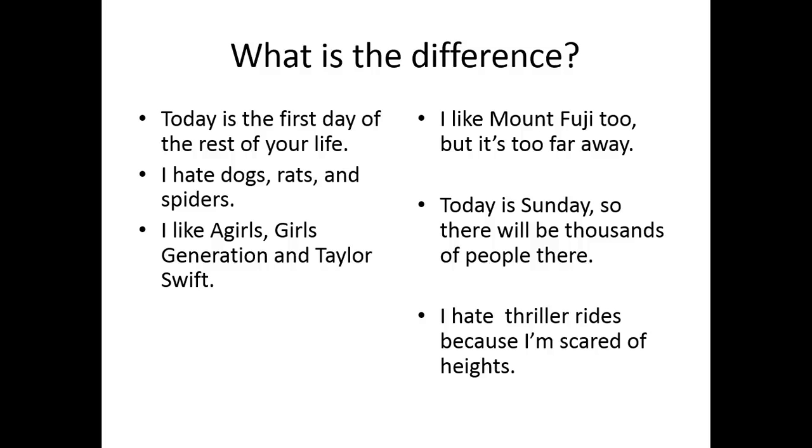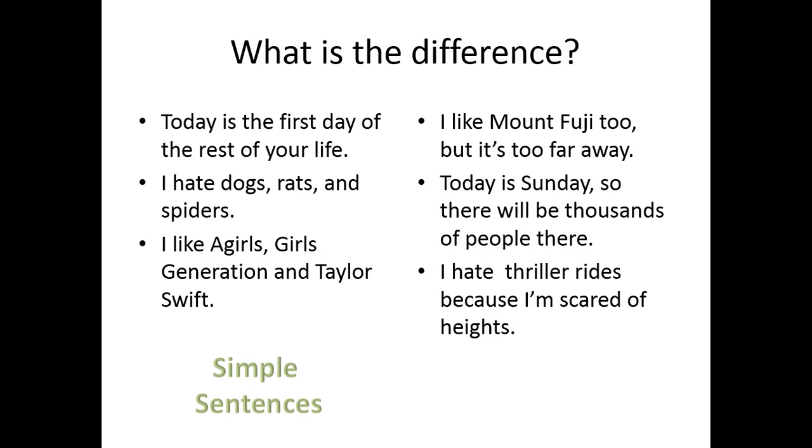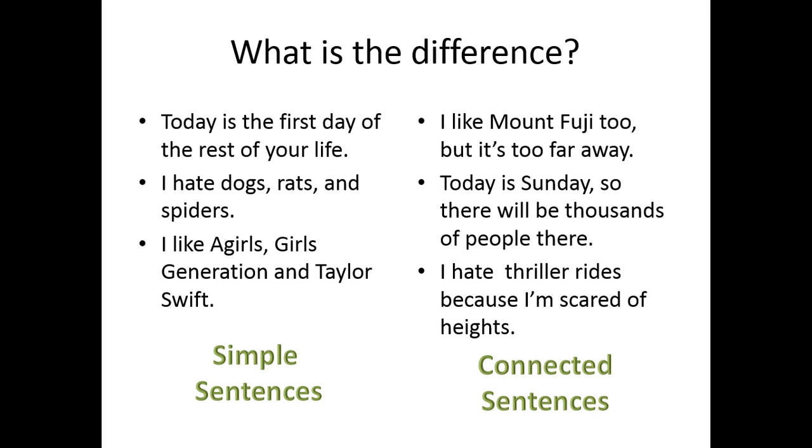Now, the difference is that one group of sentences would be simple sentences, and another group of sentences would be connected sentences. What does it mean? For simple sentences, you can see that this sentence only has one clause, and this clause consists of S, V, O: the subject, verb, and object.